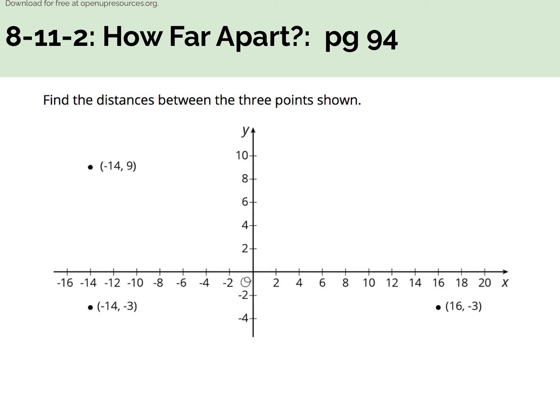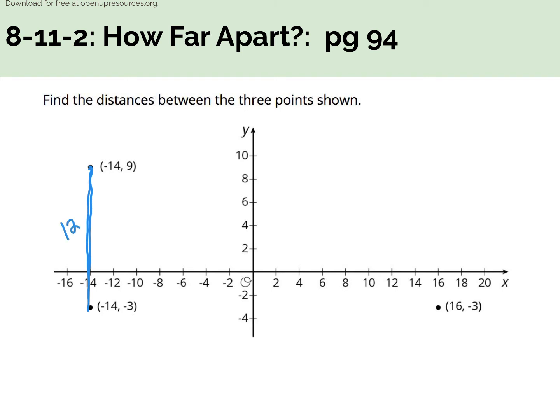All right, so let's go ahead. It doesn't really matter where we start, but I'm going to start with this part here. So notice both of them are at -14, but this one's at 9 and this one is at -3. So what we're looking at is the distance between -3 and 9. The distance between -3 and 9 is 12.